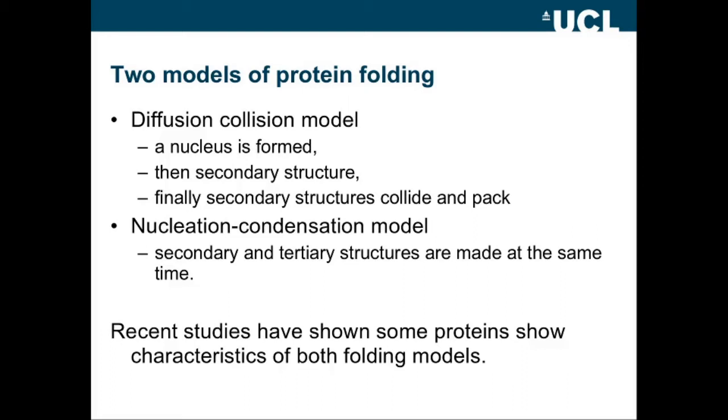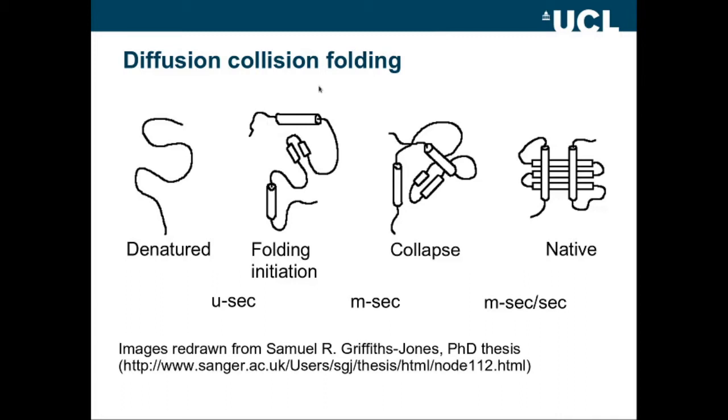Now, clearly it's something of a philosophical difference between these 2 models, and recent studies have shown that some proteins show characteristics of both folding models. This shows the diffusion collision type of model, in which we start with a denatured unfolded protein. On the microsecond time scale we get the formation of a folding nucleus and the formation of secondary structures, and then on a millisecond time scale we get collapse of that to something that looks more like the native form, and finally on the millisecond to second time scale we get formation of the native protein.